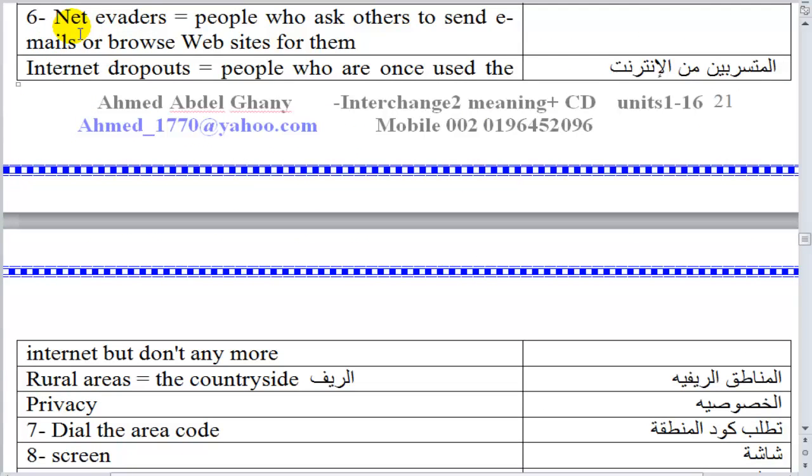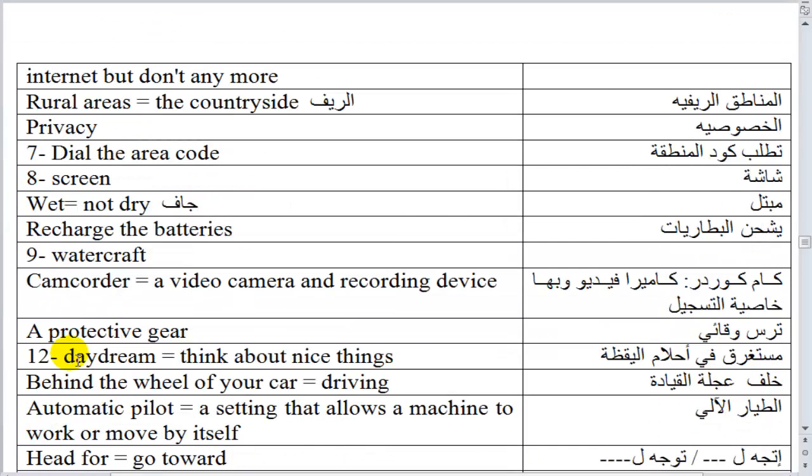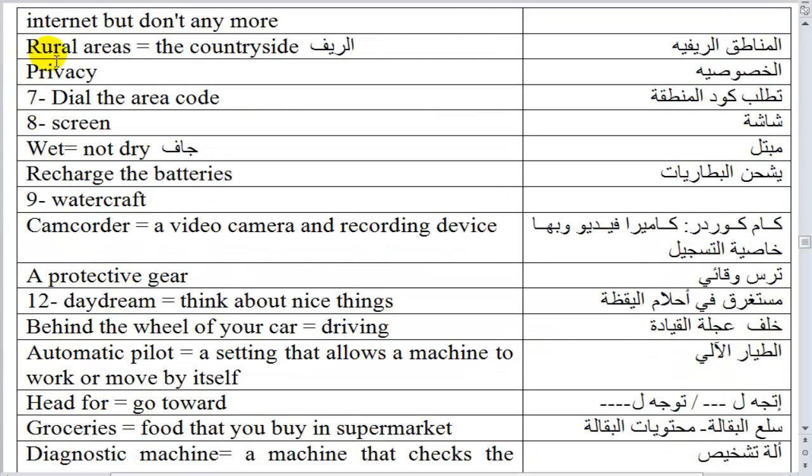Exercise 6. Narrators. People who ask others to send emails or browse websites for them. Internet dropouts. People who once used the internet but don't anymore. Rural areas, the countryside. Privacy.